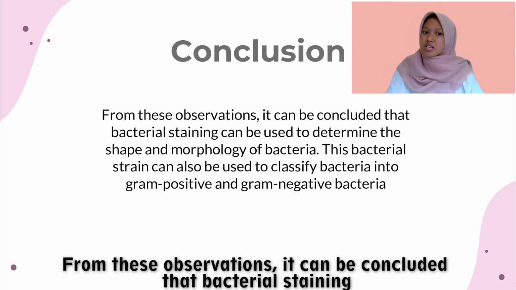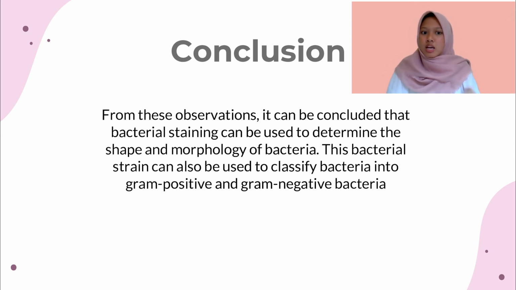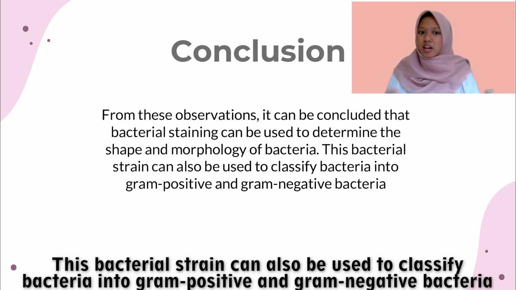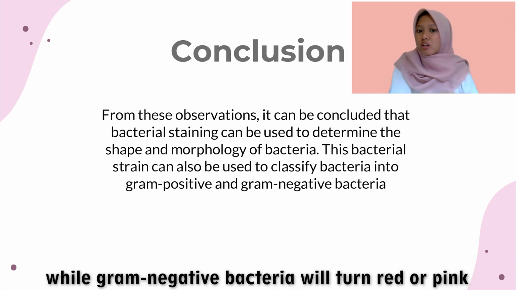From this observation, it can be concluded that bacterial staining can be used to determine the shape and morphology of bacteria. This bacterial staining can also be used to classify bacteria into gram-positive and gram-negative bacteria. Gram-positive becomes blue or purple under the microscope, while gram-negative bacteria will turn red or pink.